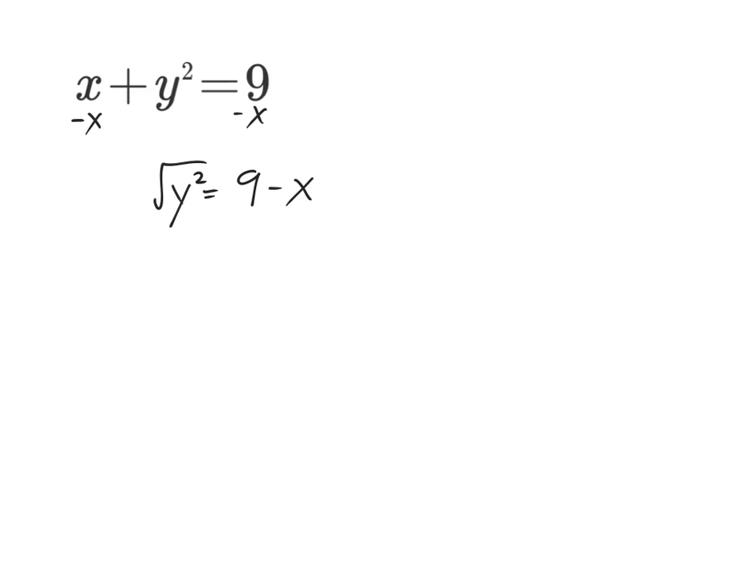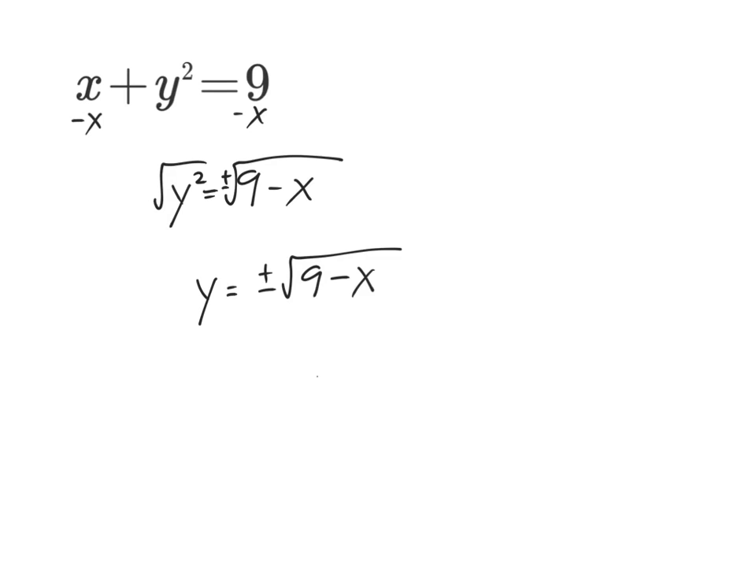Now I'm going to square root both sides. And if you square root both sides, you've got to remember your plus or minus. So you get y equals plus or minus the square root of 9 minus x. Now remember, if y is a function of x, if I plug in something for x, I should only get one output. So let's plug something in for x.